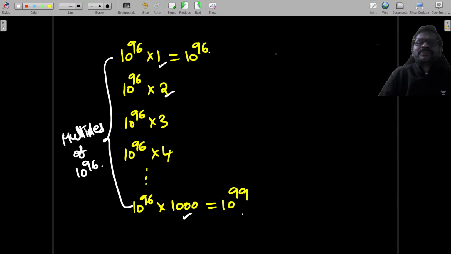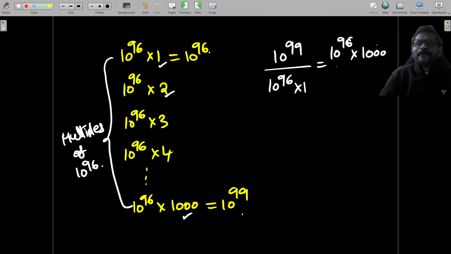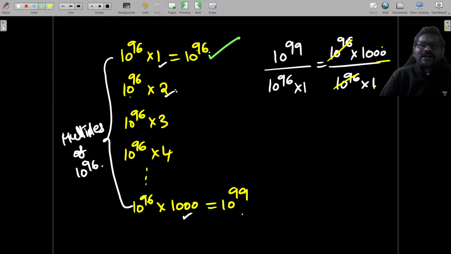Now, observe here. 10 power 99 divided by 10 power 96 into 1 can be written as 10 power 96 into 1000 divided by 10 power 96 into 1. Here 10 power 96 cancels. Does 1 divide 1000 or not? 1 divides 1000. Therefore, this multiple divides 10 power 99. 10 power 96 into 2 also divides 10 power 99. 10 power 96 into 3 does not divide 10 power 99. 10 power 96 into 4 divides 10 power 99. Like that we have to check.